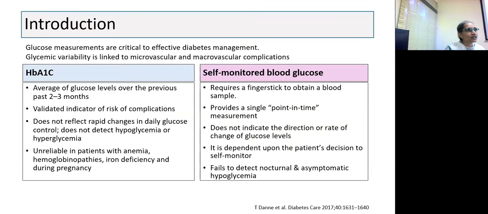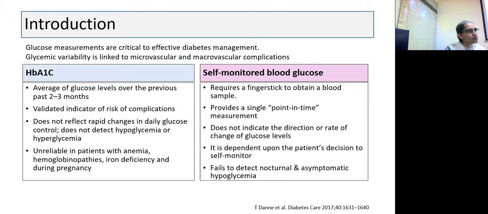So we all know that glucose measurements are critical to effective diabetes management. And we are aware that recently, in addition to long-term glycemic control, glycemic variability has been brought in as a parameter that influences the long-term microvascular and macrovascular complications of diabetes. The parameters we commonly use are HbA1c and self-monitored blood glucose levels. So let's look at their utility for us.